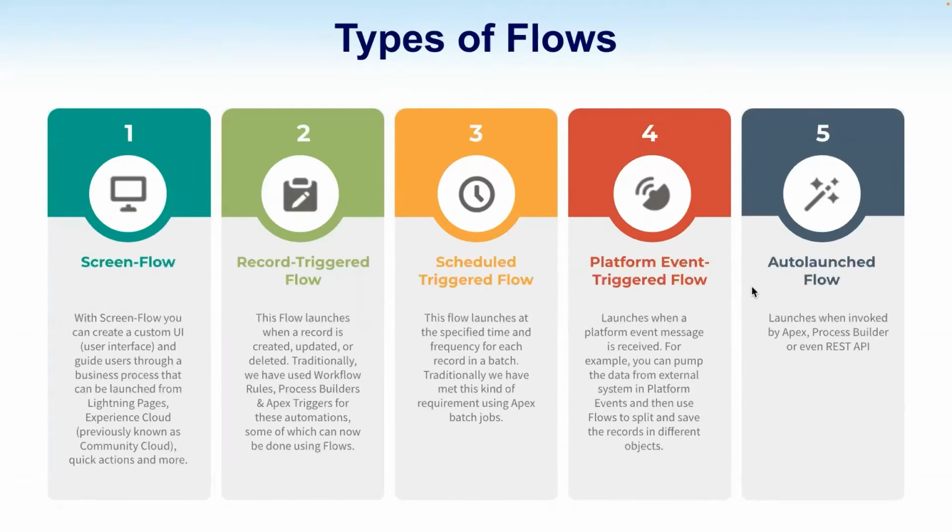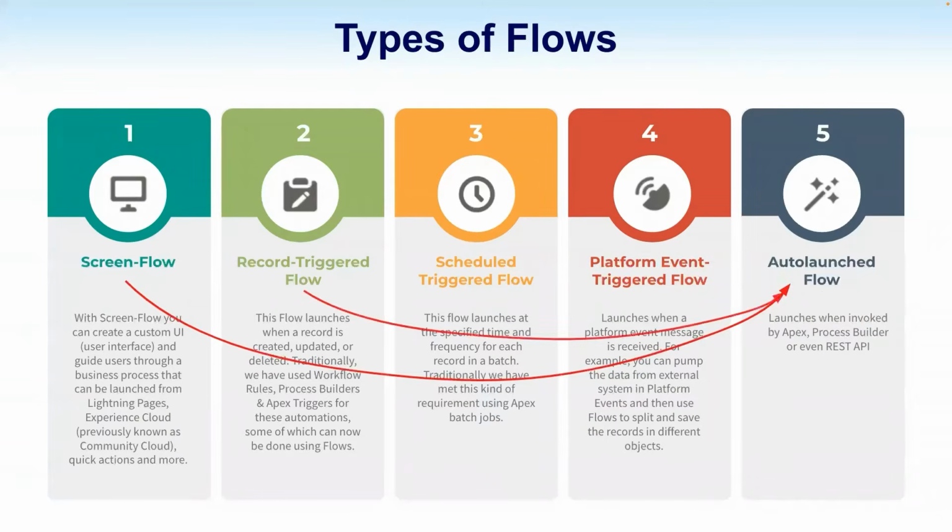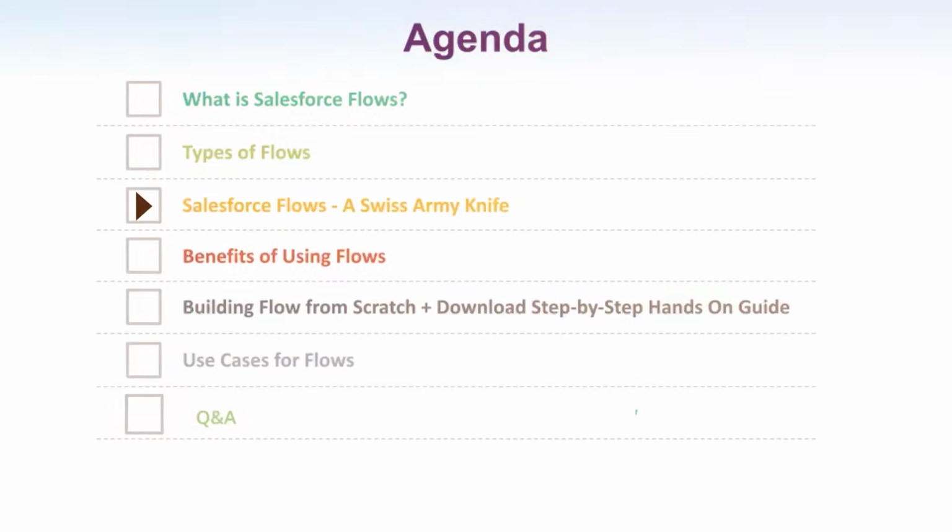So let's say that you need to do some common task from a screen flow and from a record triggered flow. What you can do is you can create one autolaunch flow and call that from your screen flow as well as from the record triggered flow. So autolaunch flow will allow you to take a modular approach where you define the process once and then call it from different places, which can be quite useful.